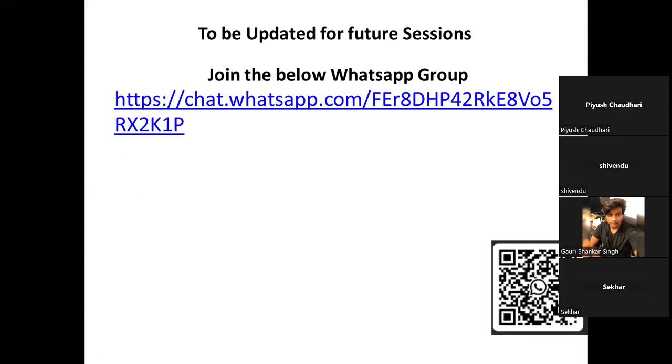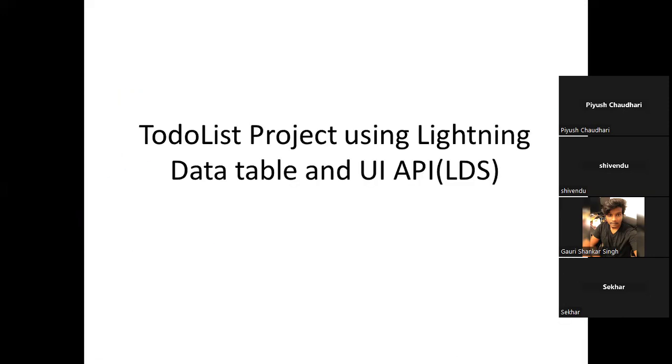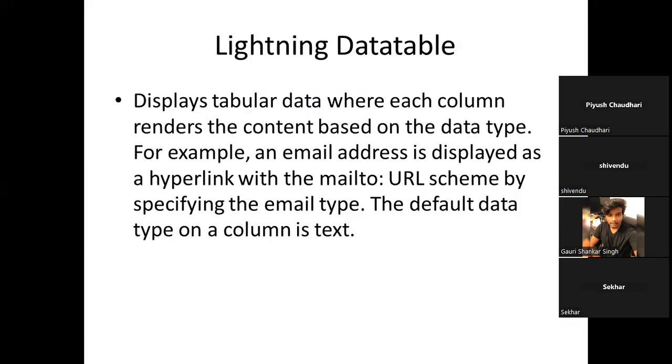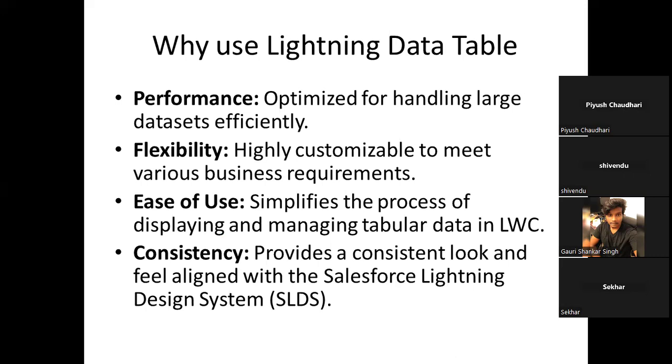Our topic was the to-do list using Lightning data table and Flow API. So I thought let's first go over the Lightning data table basic concepts so that all are on the same page. Lightning data table is used to show tabular information in a normal table, where we can show different things based on different data types. Why should I use that? Why should I not create the HTML and use that?